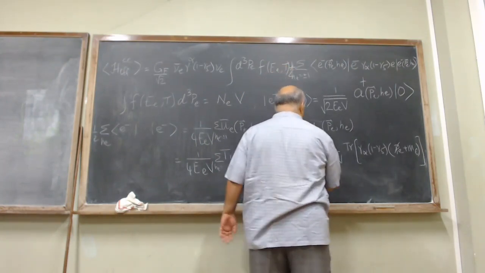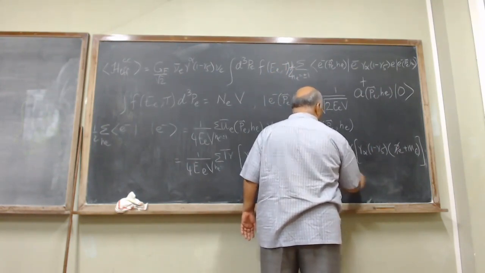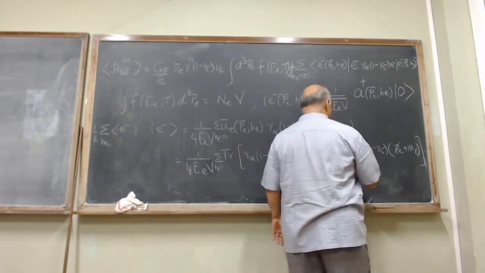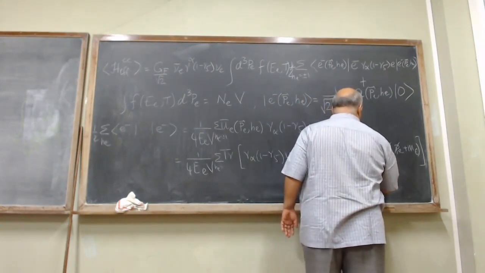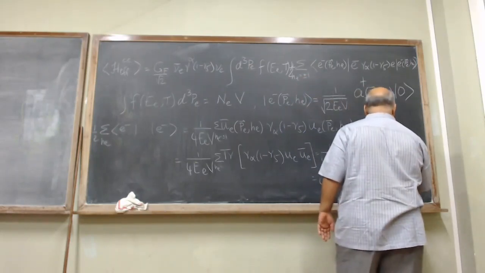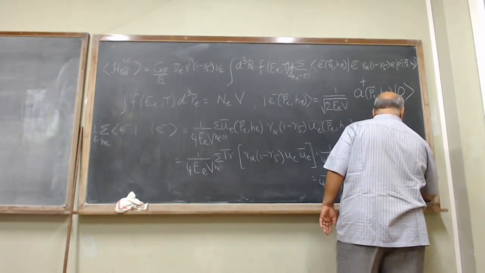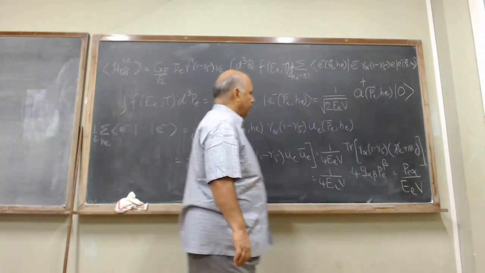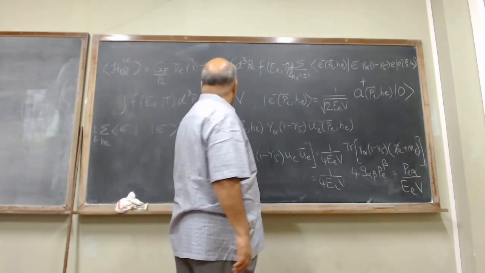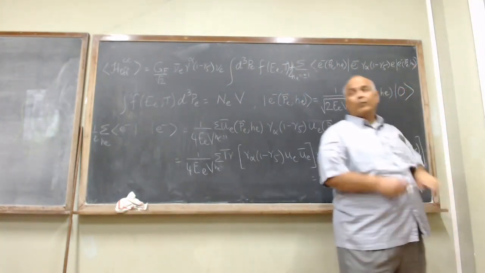So, this is 1 over 4 eV times 4 times g alpha beta pe. So, this is g alpha beta, and that is what I have for this whole thing.